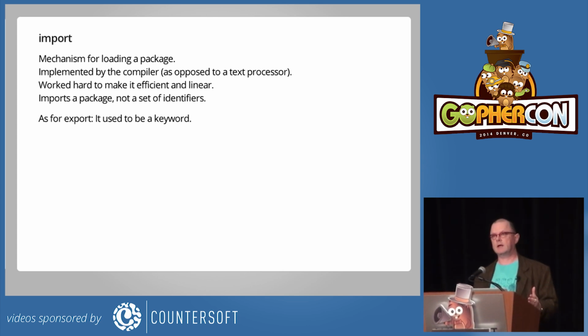For instance, the export data in a package is right at the beginning of the object code for the package. So the compiler only has to read the very beginning of the file. It doesn't have to read the whole library in order to do the compilation. We worked hard to make it linear.